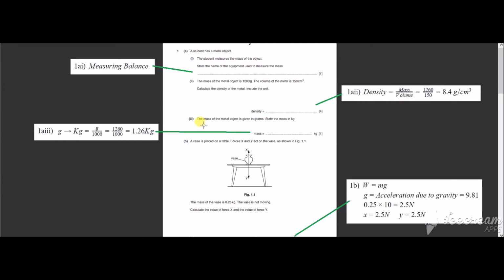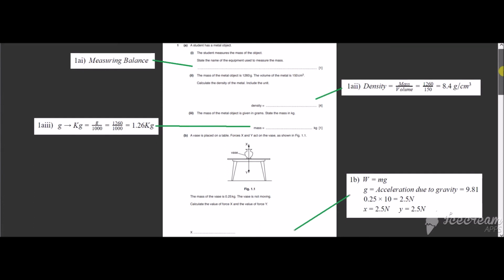Part 3, the mass of the metal object is given in grams. State the mass in kilograms. When we are converting from grams to kilograms, we're going to be dividing by 1,000. As you can see over here, it is shown here. So we have 1260 grams, which we will divide by 1,000, and that will be equal to 1.26 kilograms. Because we're going from a bigger number to a smaller number, we're going to be dividing it by 1,000.